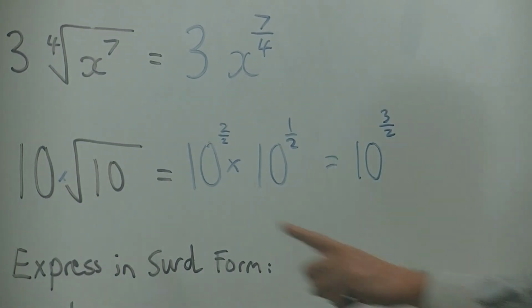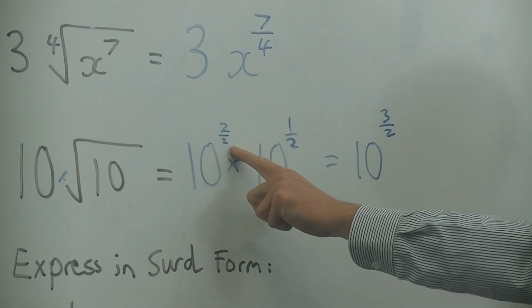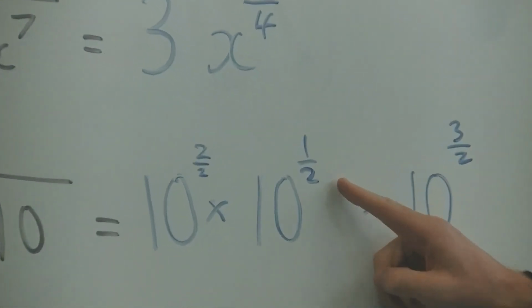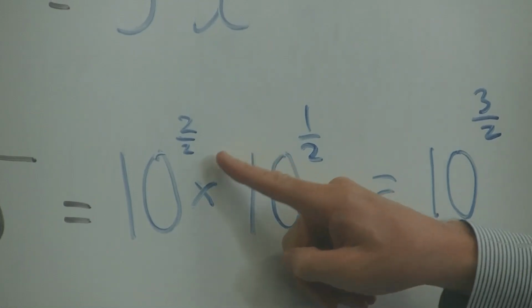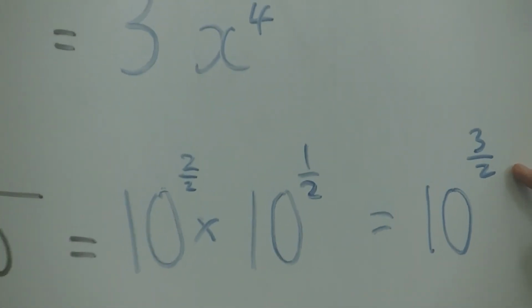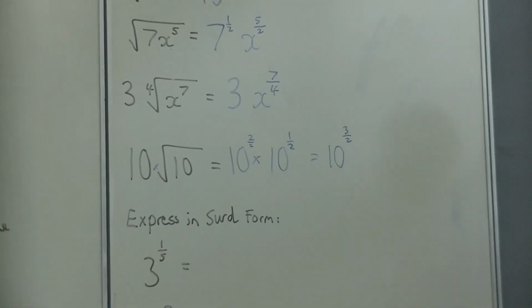I'll just go over that again. 10 is by itself, so that's 10 to the power of 1, which I've written there as 2 over 2. Square root of 10 is 10 to the power of a half. So you add those powers together because you're multiplying with the same base. So 1 plus a half is 1 and a half. And 1 and a half is the same as 3 over 2. I wouldn't write to the power of 1 and a half, I'd write to the power of 3 over 2.